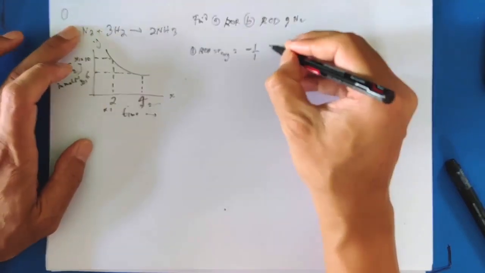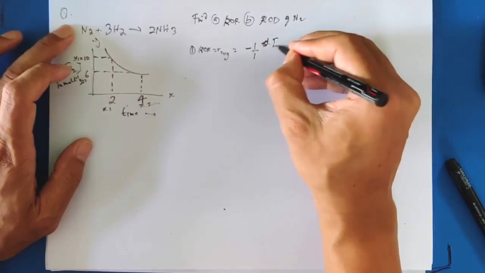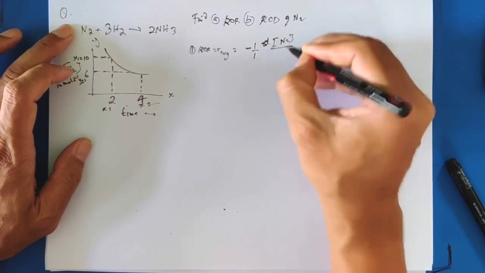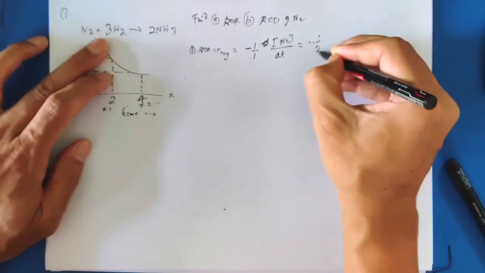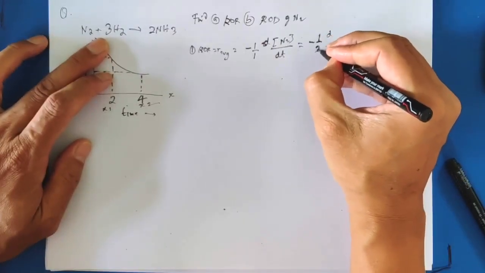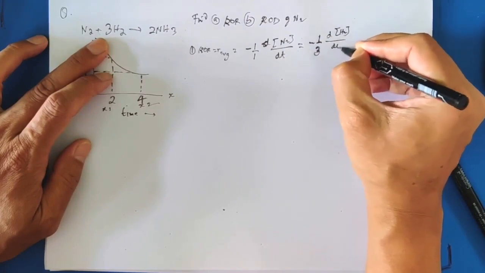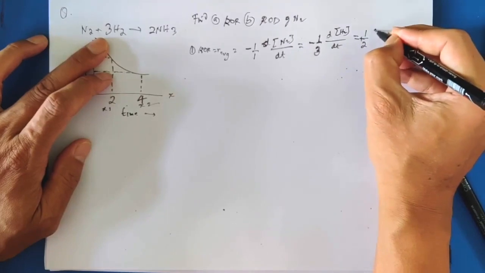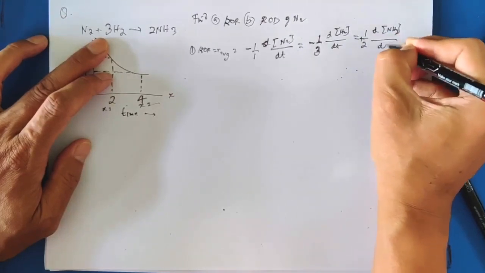Reactants, so minus 1 by 1. Instantaneous rate: d[N2]/dt. Hydrogen is minus 1 by 3 d[H2]/dt. For the product, plus 1 by 2 d[NH3]/dt, right?